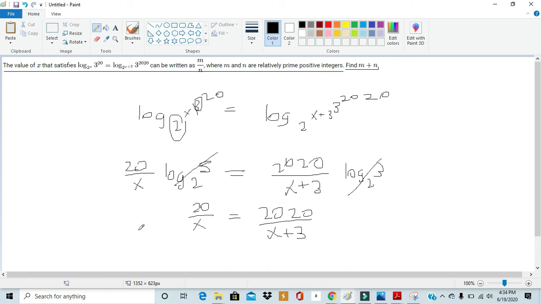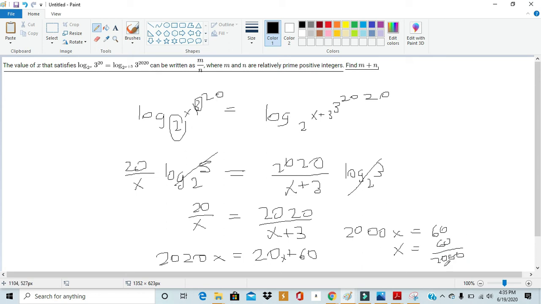So it is at this point that simple algebra just takes over. We just need to cross multiply both sides, and then we can solve for x, and then from there just add its numerator and denominator with one another. So cross multiplying, we get 20x plus 60 is equal to 2020x, where 20 times 3 is 60. So we can subtract both sides by 20x to get 2000x is equal to 60. Then finally, by dividing both sides by 2000, we get the value of x as 60 over 2000.